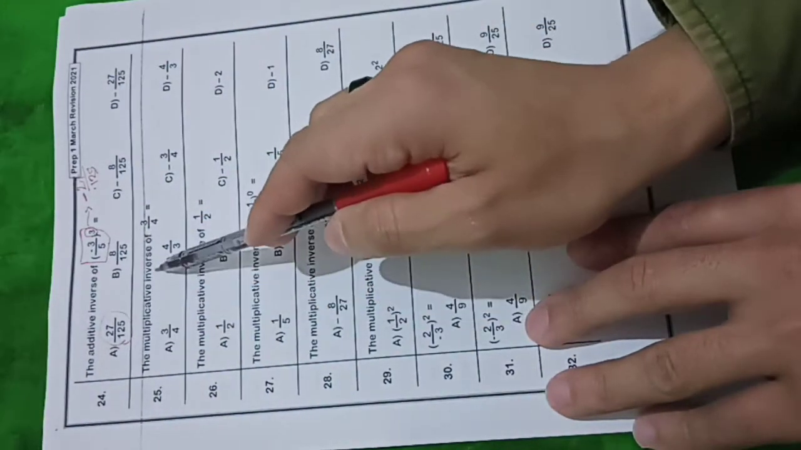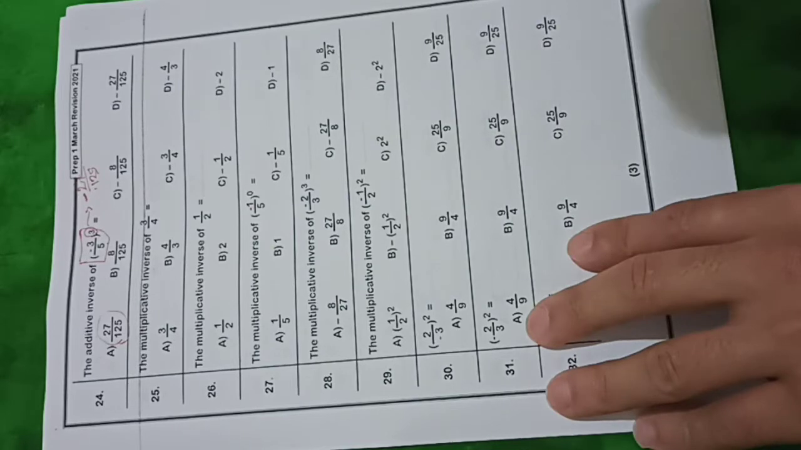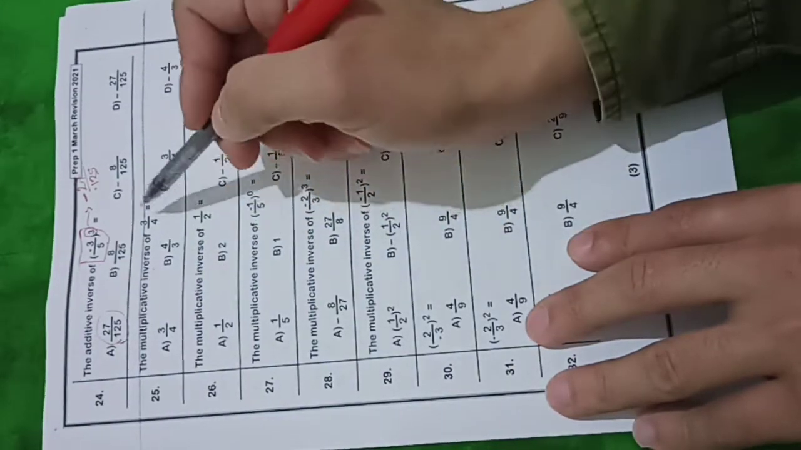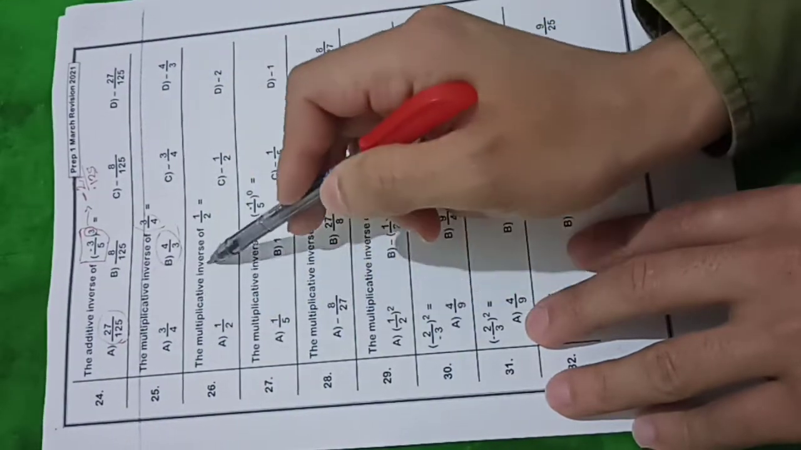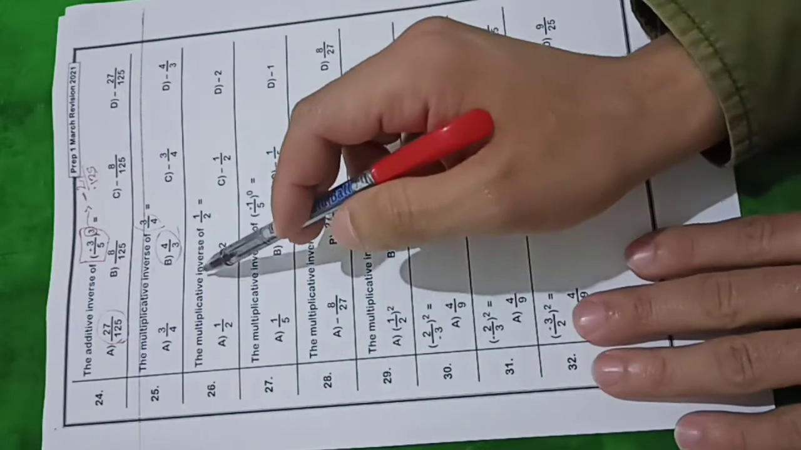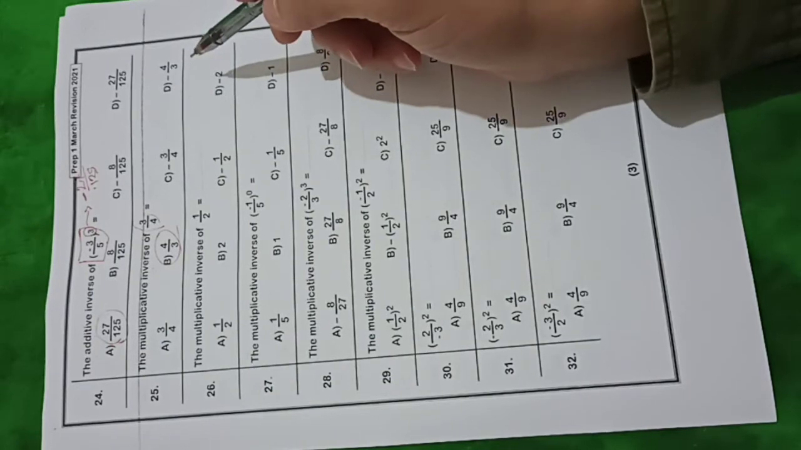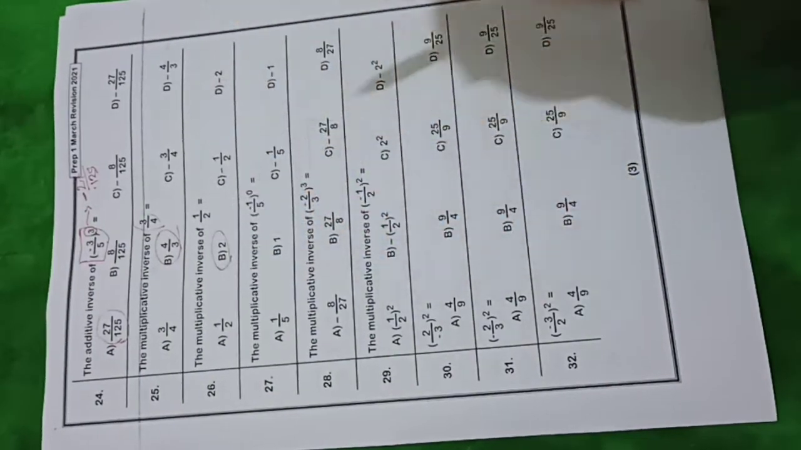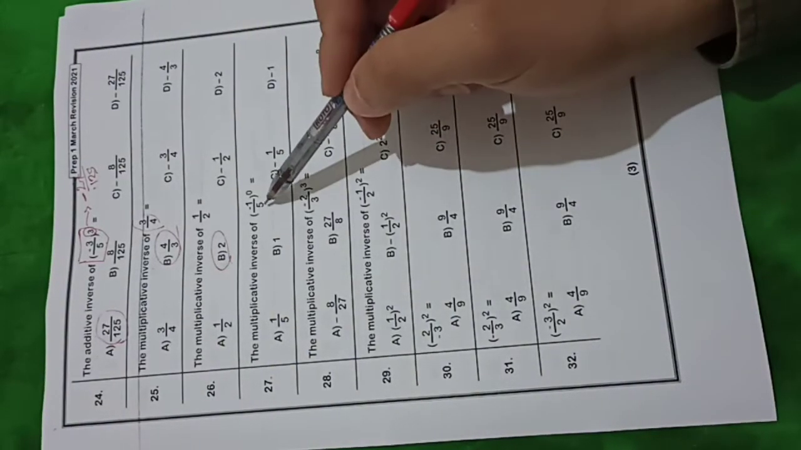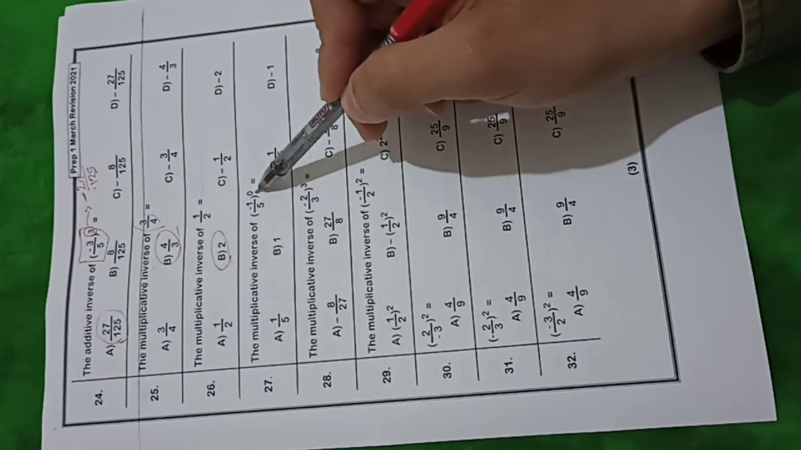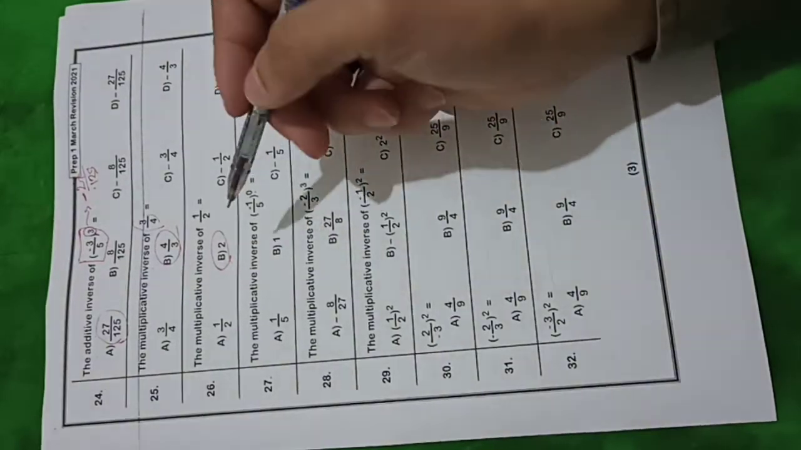The multiplicative inverse. Multiplicative inverse means to flip the number. Flip the number. Up is down and down is up. Flip this number, then we get 4 over 3. Multiplicative inverse of 1 over 2 equals what? It means to flip this number and we get 2. The multiplicative inverse of this number. This number is a number raised to power 0, and any number raised to power 0 equals 1. So multiplicative inverse of 1, flip 1, the result is 1.